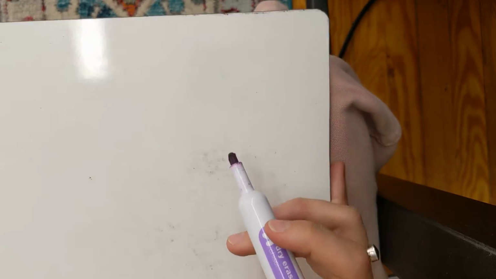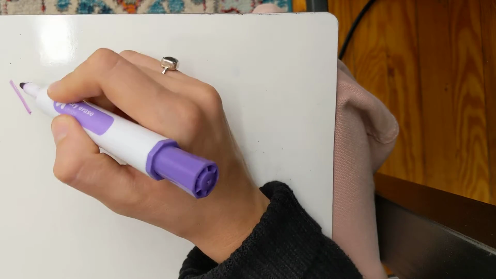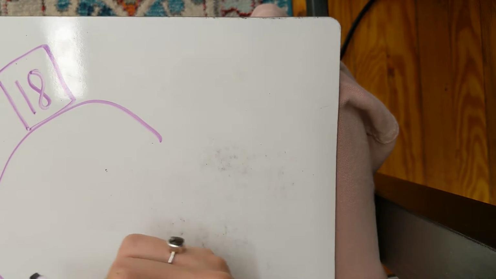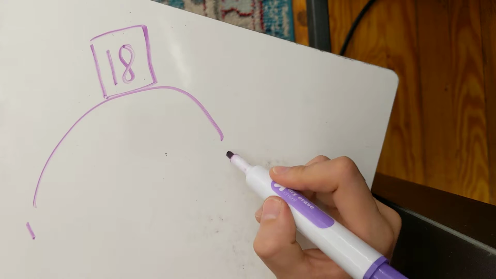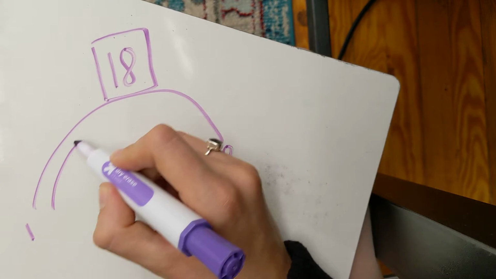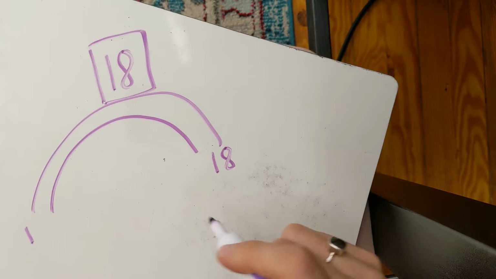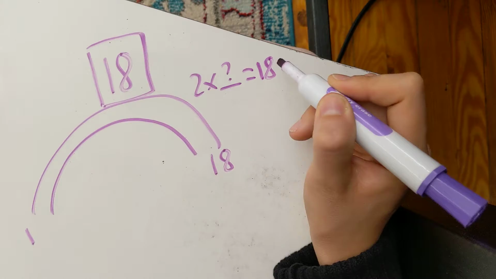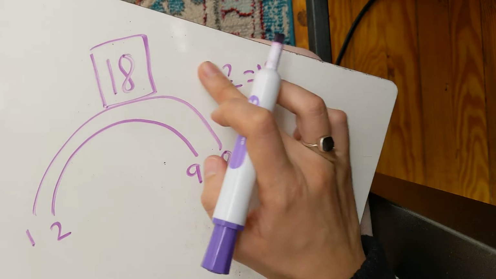Okay. I'm going to flip this over and show you the common factors. Let's say that I was coming up with the factors of 18. I'm going to always start with 1. 1 times what equals 18? 1 times 18 equals 18. Let's think. Does 2 times anything equal 18? I know my multiplication facts. 2 times 9 equals 18.